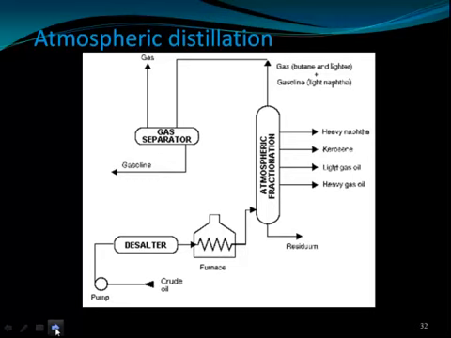The lower boiling point fractions we get at a higher level, whereas the higher boiling point fractions tend toward the bottom. The gas and the gasoline which come out are sent to the gas separator, and we get the gasoline, or what we can say is petrol, and the gases, which are then sent for combustion purposes.